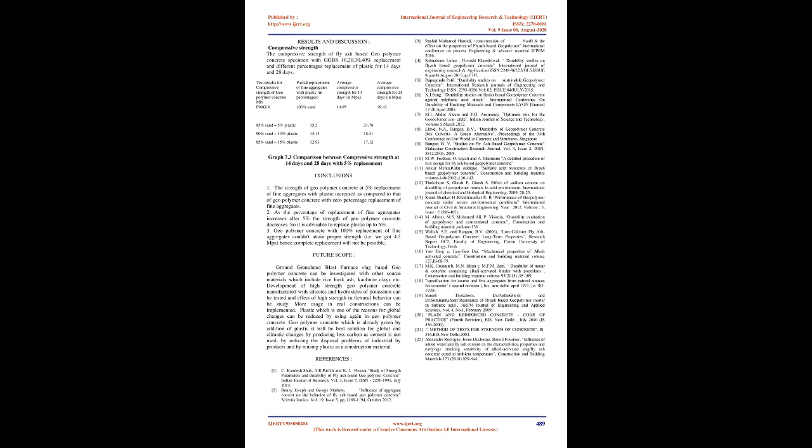Plastic, which is one of the reasons for global changes, can be reduced by reusing it in geopolymer concrete. Geopolymer concrete, which is already green, with the addition of plastic will be the best solution for global and climatic changes by producing less carbon as cement is not used, by reducing the disposal problems of industrial byproducts, and by reusing plastic as a construction material.